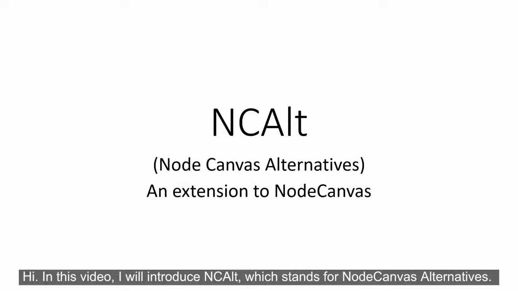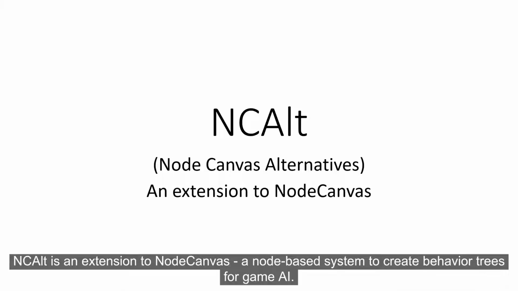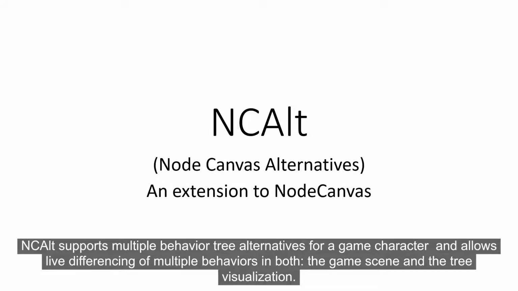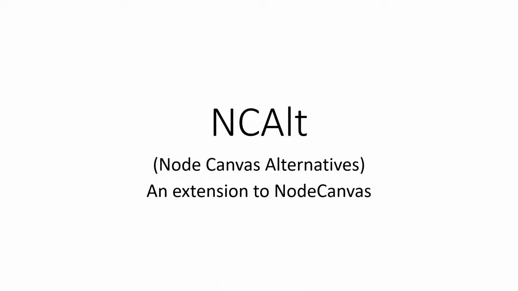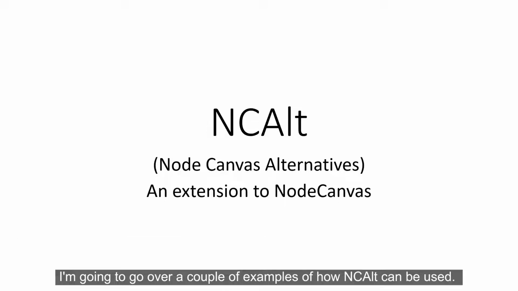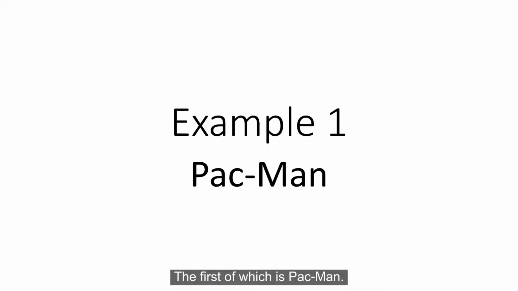Hi, in this video I will introduce NCAlt, which stands for NodeCanvas Alternatives. NCAlt is an extension to NodeCanvas, a node-based system to create behavior trees for game AI. NCAlt supports multiple behavior tree alternatives for a game character and allows live differencing of multiple behaviors in both the game scene and the tree visualization. I'm going to go over a couple of examples of how NCAlt can be used, the first of which is Pac-Man.